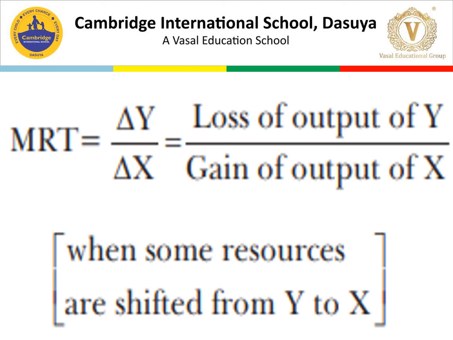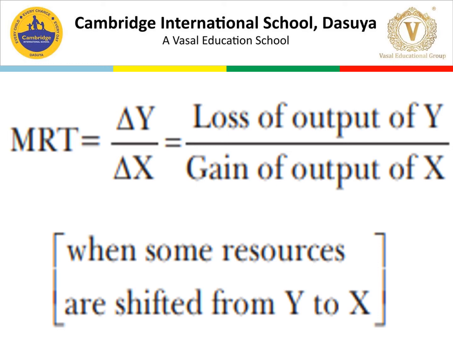As I already told you, when one commodity is declining in units, the other commodity will be gaining some output. So the formula is: loss of output of Y over gain of output of X. When some resources are shifted from Y to X, this marginal rate of transformation is always calculated. We have already calculated your MRT on the production possibility schedule. We discussed units of guns and butter. In the B combination we discussed 1 gun and 1 butter, which means 1 unit of guns was lost because of gaining 1 unit of butter.